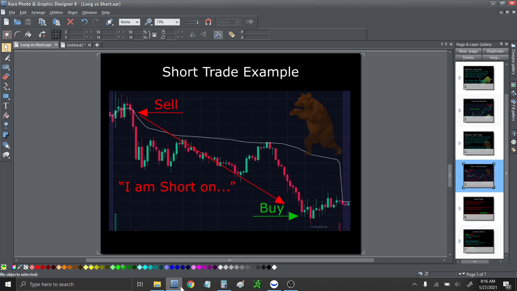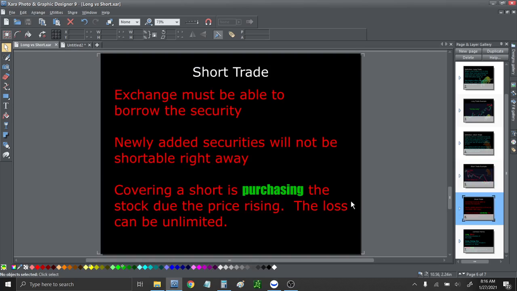All right, so back to the slides here. You just want to be careful with doing a short. When you do buy the stock to exit a short, that's called covering a short. That is the other lingo for exiting a short position by doing the purchase.